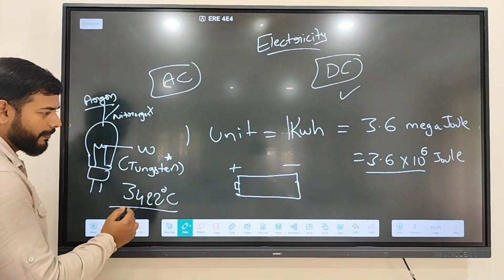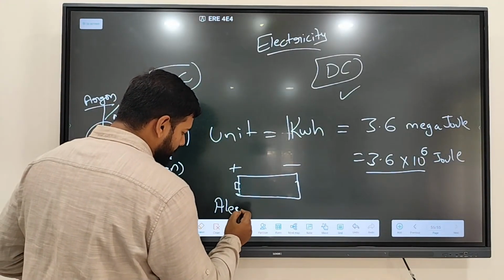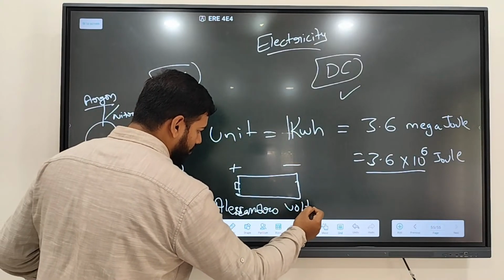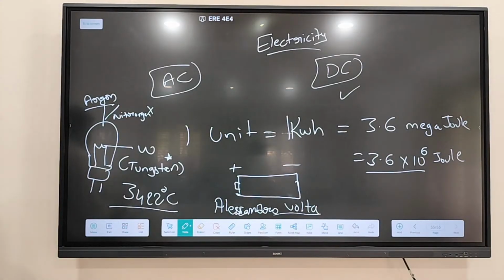Okay. Here, the electric cell was discovered by Alessandro Volta. Volta discovered the electric cell.